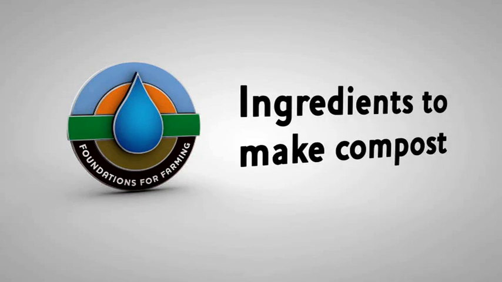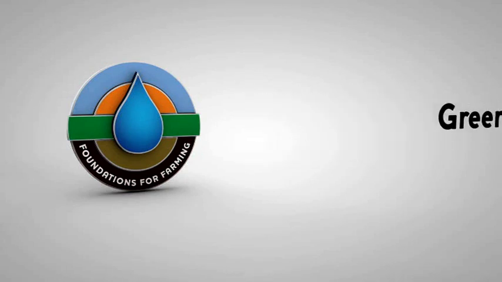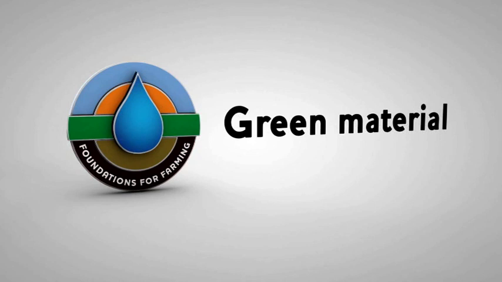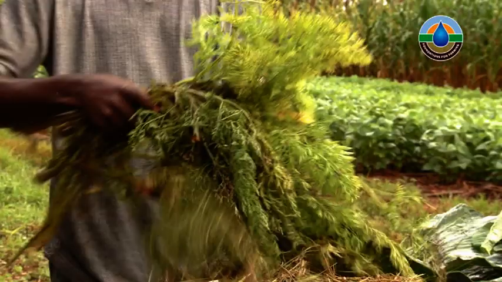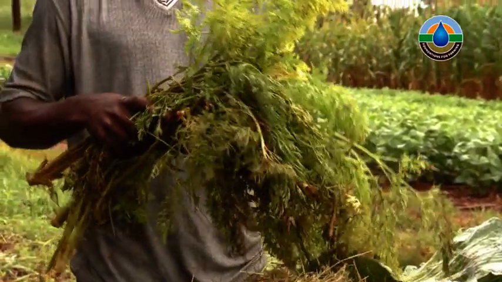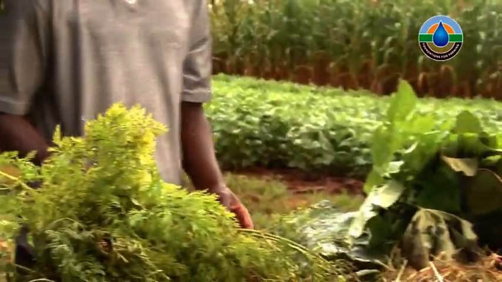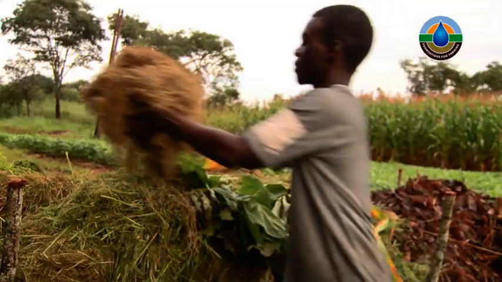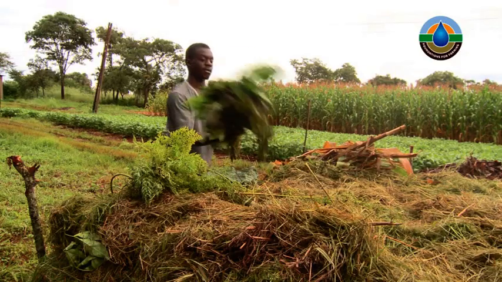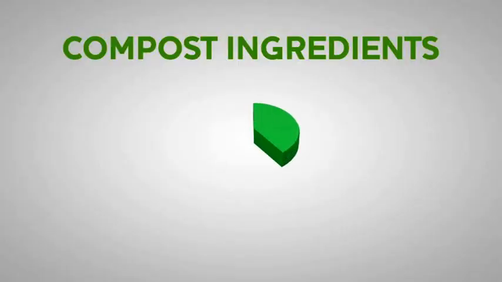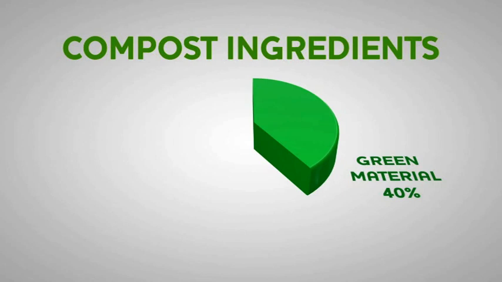Ingredients to make compost. Green material. Green materials are important for our compost because they contain sugars which are used to produce more bacteria. Any green material is good, even if it has already dried or contains seeds. Examples are grass, leaves, and weeds. The green material should make up 40% of the total material.